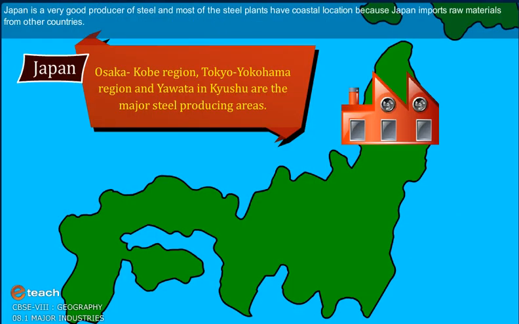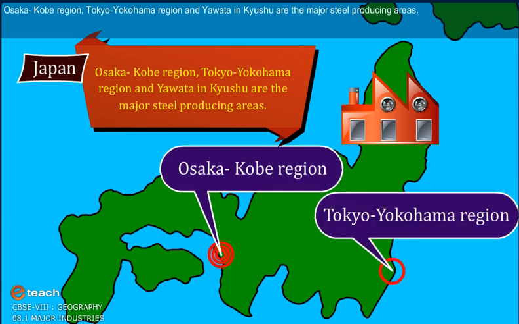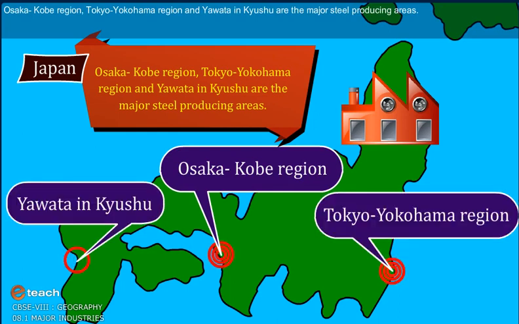Japan is a very good producer of steel, and most of the steel plants have coastal location because Japan imports raw material from other countries. Osaka Kobe region, Tokyo Yokohama region, and Yawata in Kyushu are the major steel producing areas.